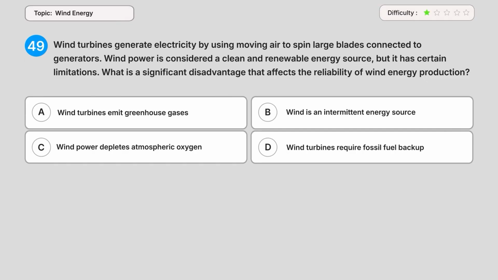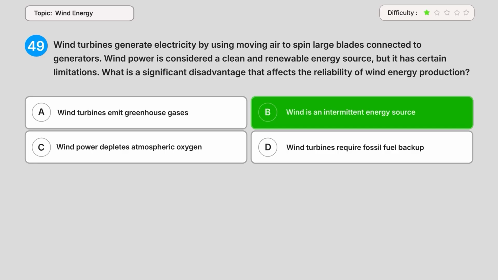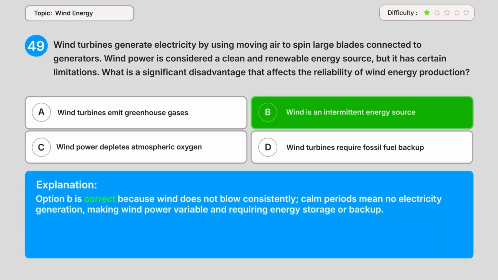Correct answer, B. Wind is an intermittent energy source. Explanation. Option B is correct because wind does not blow consistently. Calm periods mean no electricity generation, making wind power variable and requiring energy storage or backup.